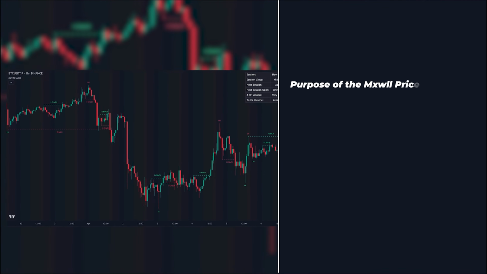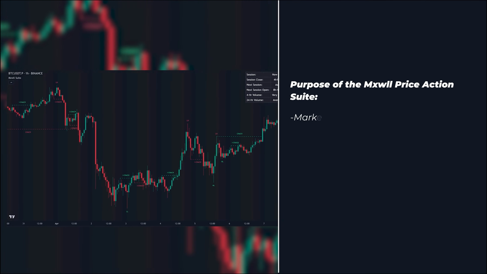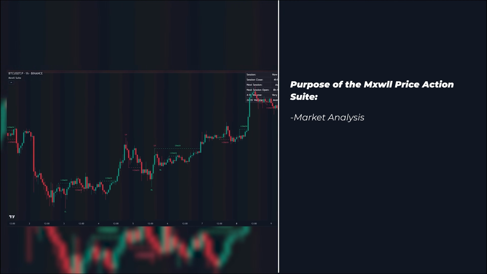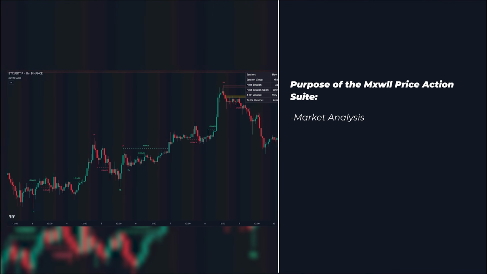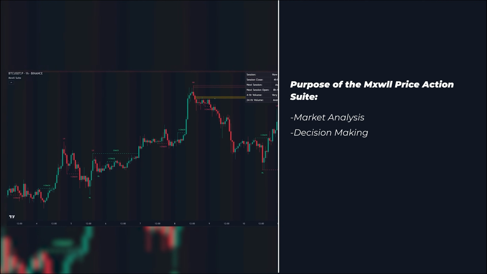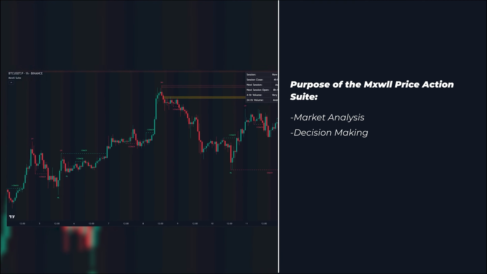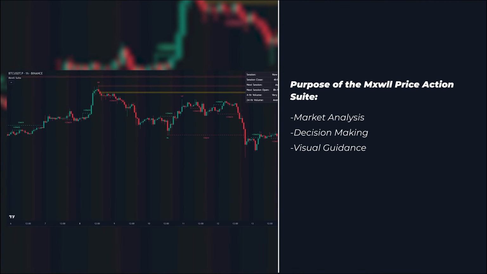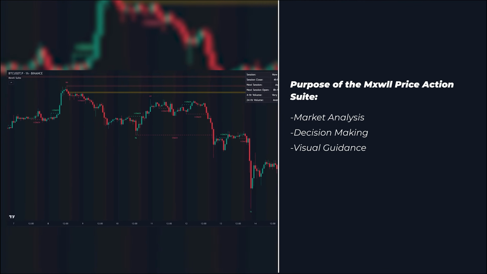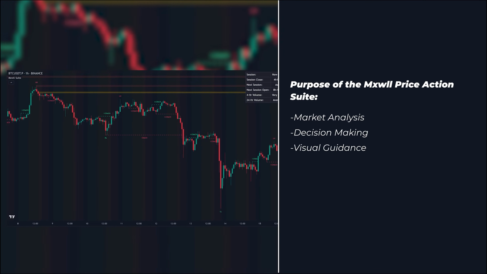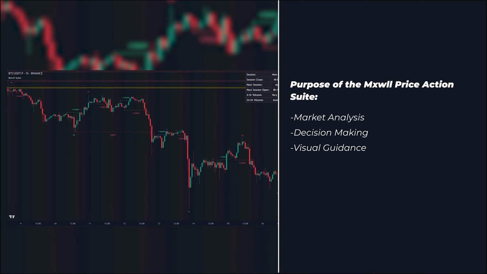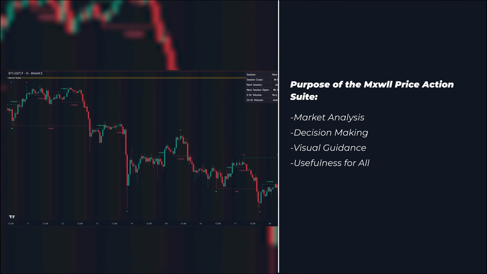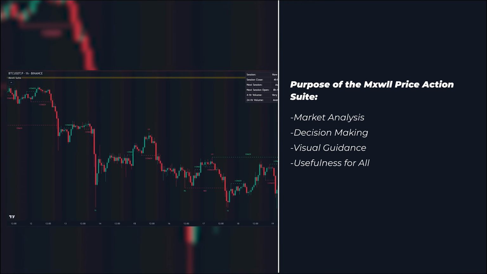Purpose of the Maxwell Price Action Suite. Market analysis helps you understand how the market is moving, including trends and significant price changes. Decision-making guides you on when to enter or exit trades based on detailed market analysis. Visual guidance shows clear visuals of key levels, trend directions, and order blocks, making it easier to follow your trading strategy. Usefulness for all, perfect for both beginners and experienced traders to improve their trading strategies.